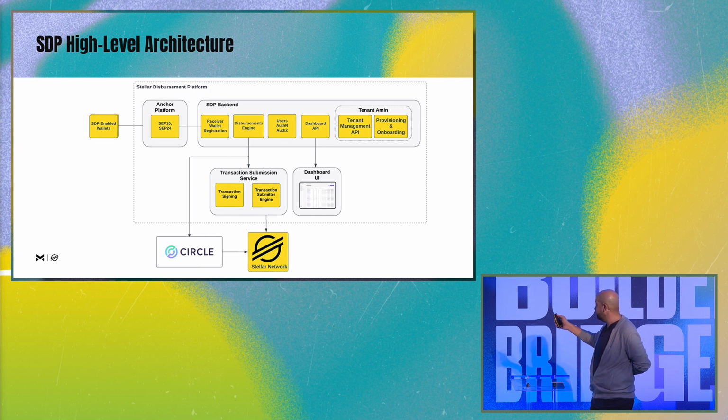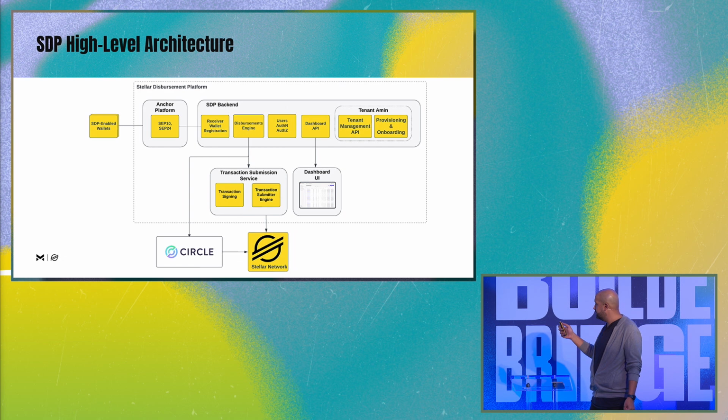So, like I said, the first part of the backend is the tenant admin, and that's how you're going to be provisioning your tenant, configuring the tenant, and going through that onboarding process of creating a new one. Afterwards, you have the dashboard API, which is the API that powers the UI overall. You have users, authentication, authorization. The disbursement engine basically works depending on the distribution account that you have configured. If you have a Circle distribution account configured, then payments are just going to go directly to Circle. If you have a Stellar distribution account configured, then it's going to go through the TSS and then to the Stellar network.